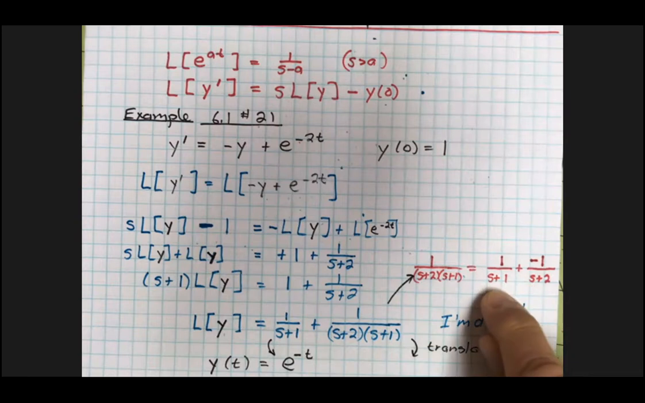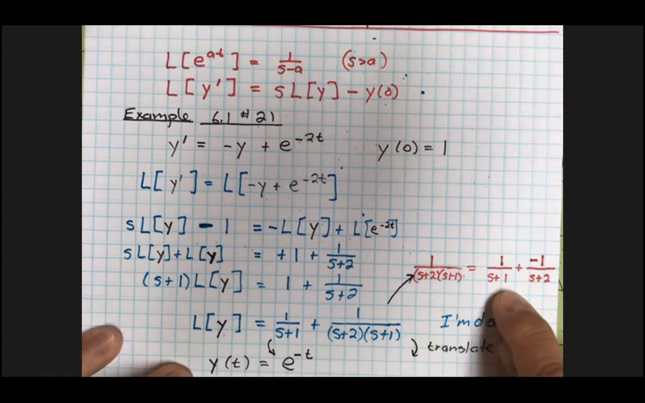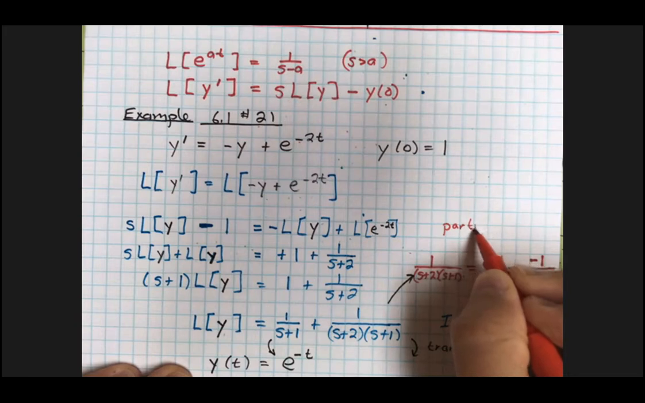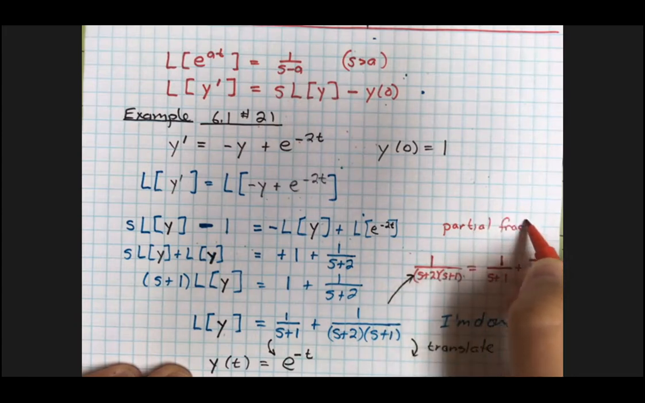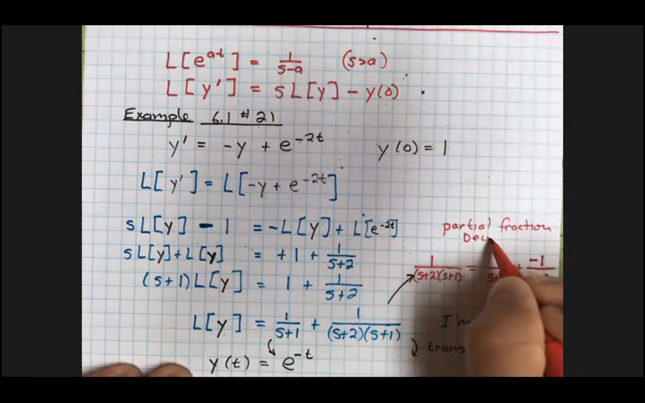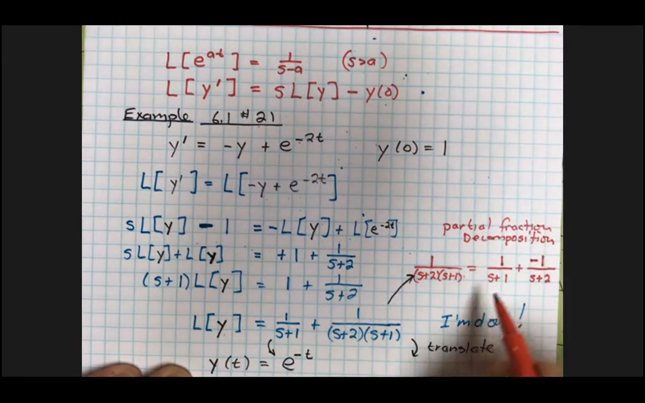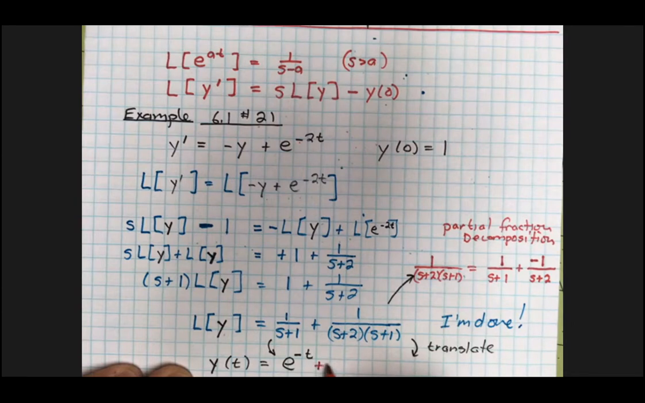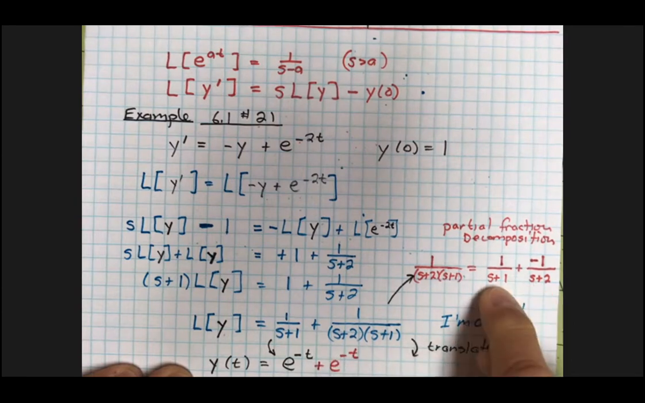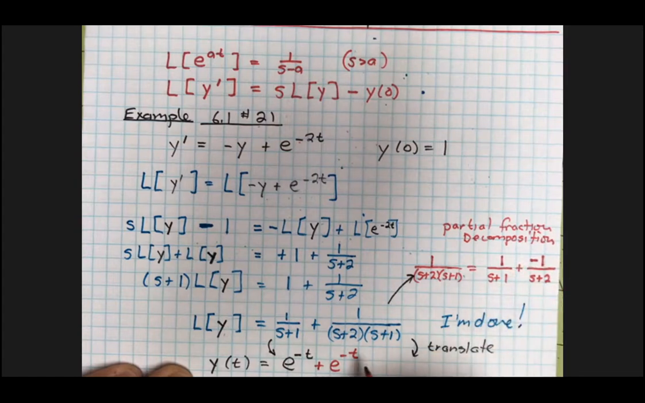am I that lucky? Maybe you did it faster than I, maybe you're saying, where did you get those? But I tell you what, if you add these two together, common denominators, you do get 1 over s plus 2 times s plus 1. So this is legitimate partial fraction decomposition. Definitely check out our videos, and maybe we'll do some demos of partial fraction decomposition later. So that means to translate this, I need to translate these two. And that just becomes another e minus t, and this negative of e minus 2t.